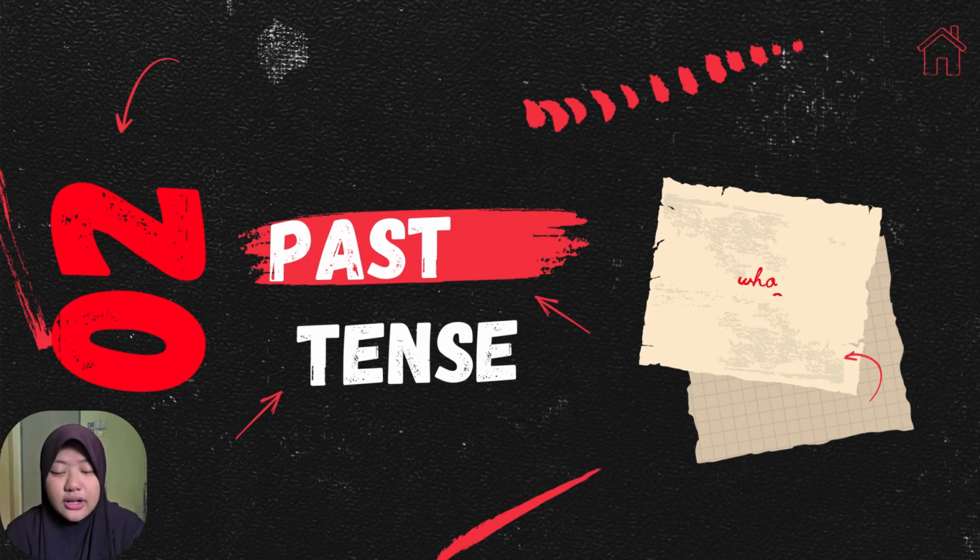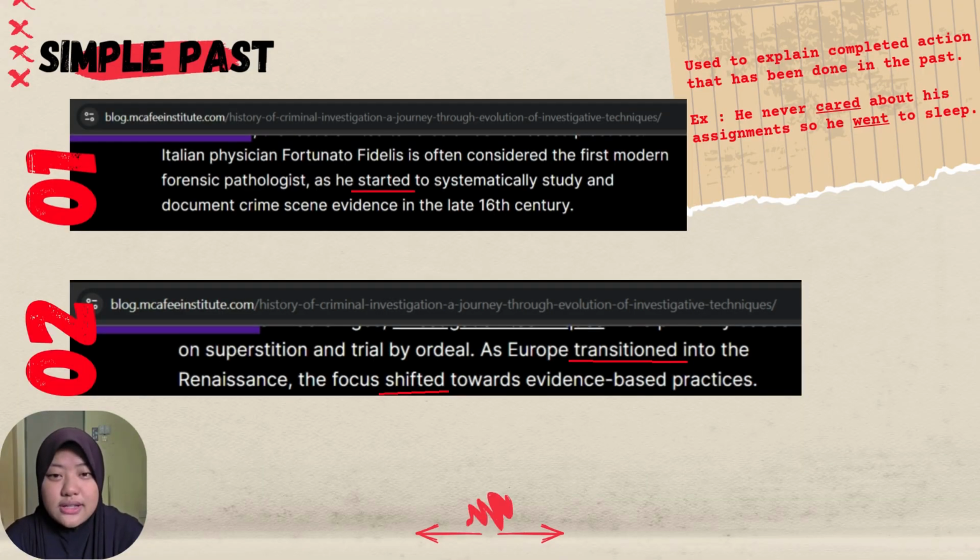Assalamualaikum and hi everyone. I'm Maizatul Akila and today I'll be presenting past tense. To simplify it, past tense is used to describe actions or events that happened in the past. The first one is simple past tense. Simple past tense is used to describe something that happened in the past and is already finished. For example, he never cared about his assignments, so he went to sleep.